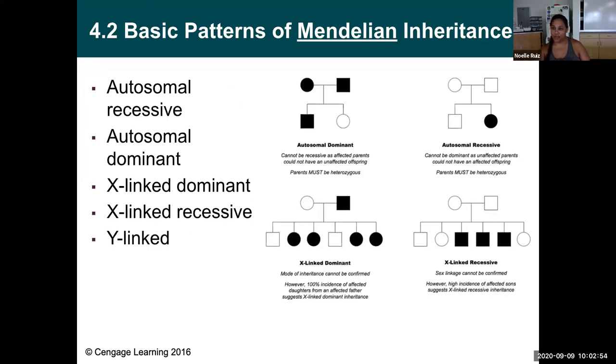Basic patterns of Mendelian inheritance. We went over Mendelian versus non-Mendelian in the last chapter. There's autosomal recessive, autosomal dominant, X-linked dominant, X-linked recessive, and also Y-linked. You guys did a lab on recessive, dominant, X-linked. You did X-linked recessive because it was about color blindness. And those are just some examples of pedigrees from those different types of patterns.